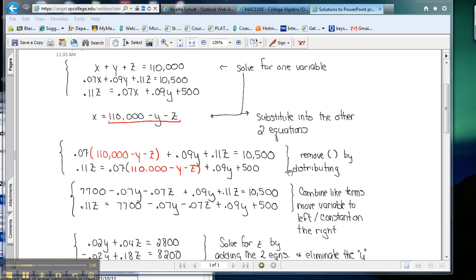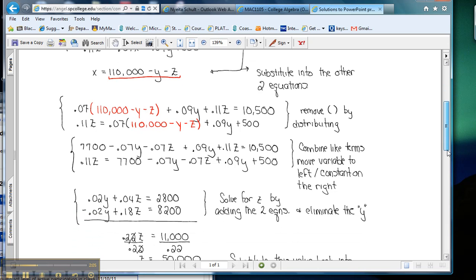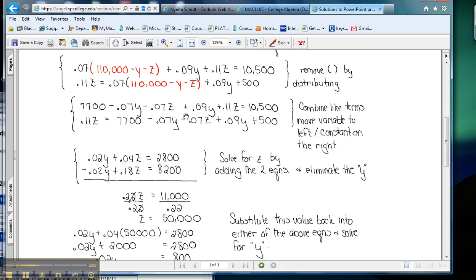So after I've distributed, I need to ultimately collect all the variable terms on one side and the constants on the other. So that's what I've got here listed. Combine like terms, move variables to the left and constants to the right. So this is what I get in the next line. And you can see that if I add the 0.09y and the negative 0.07y, that's where I'm getting the 0.02y. So all I did was combine like terms, move the constant to the right. On the other one, I moved the y's and the z's to the left and the constants to the right.